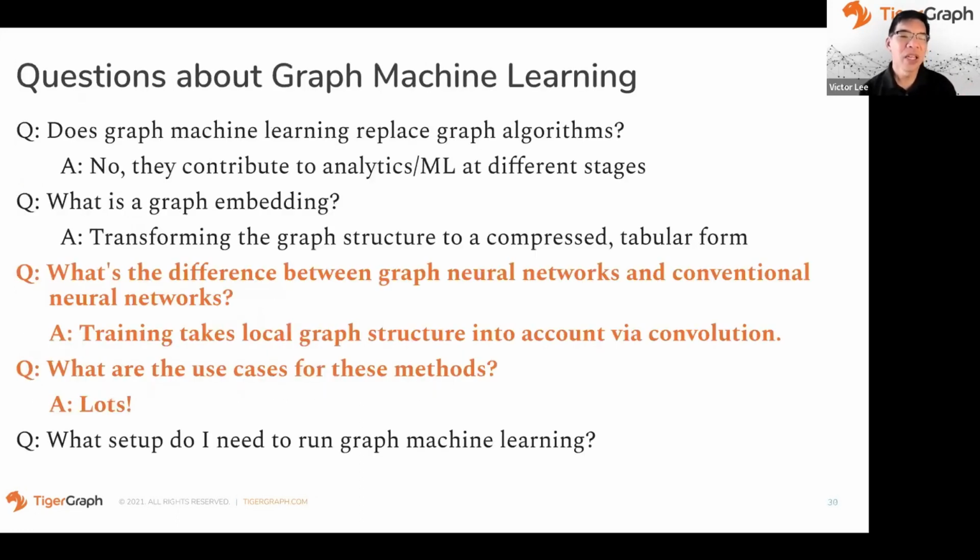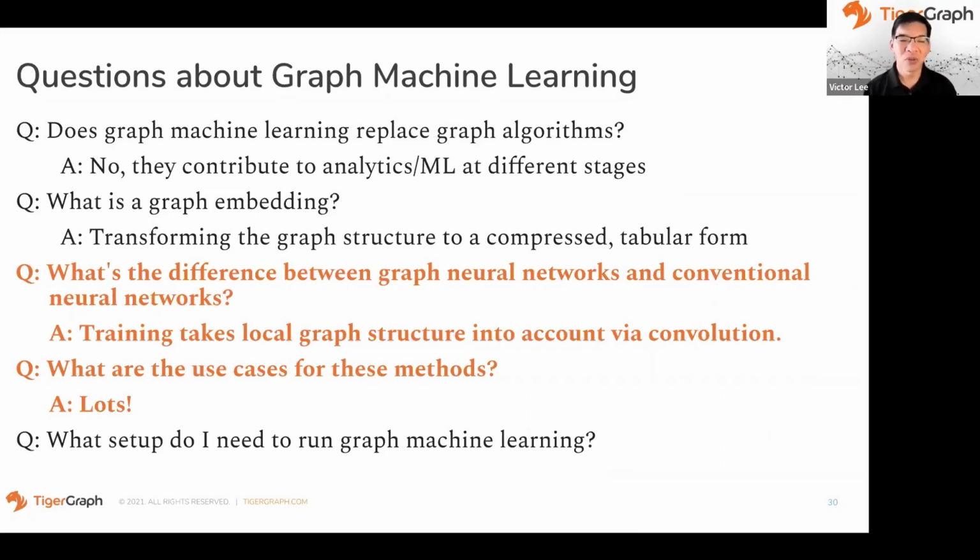And so that answers one more question. What's the difference between a graph neural network and a conventional neural network? It's that convolution phase when you're taking the local graph structure into account during the training. And we've talked about some use cases. There are lots of use cases. Don't have time to get into all of them. But again, if you have graph data, you can apply these. You're going to get some benefit.